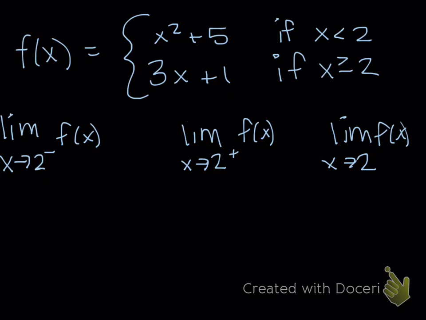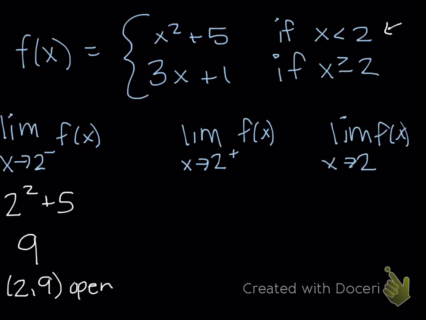So for the first one, notice I'm approaching 2 from the left-hand side. So that would mean all my values that are less than 2, which means I'm looking at this top section of the function. So I'm going to plug 2 into that piece. So I'm doing 2 squared plus 5. So 2 squared is 4 plus 5 is 9. Now I know that the coordinate (2, 9) would be open because of the inequality right here. I know 2 is not included. So 2 would be an open dot. So if you can kind of visualize, I'm approaching 2 from the left, get very, very close to 2, but at (2, 9), it will be an open dot.